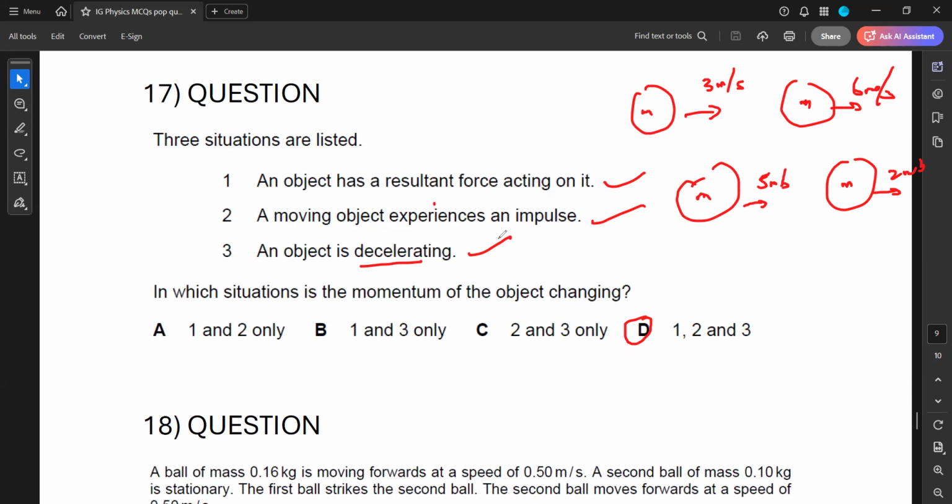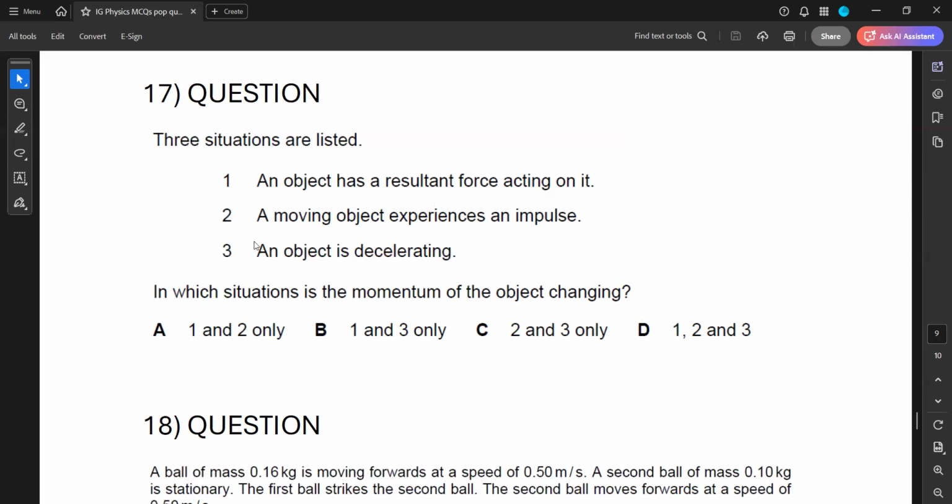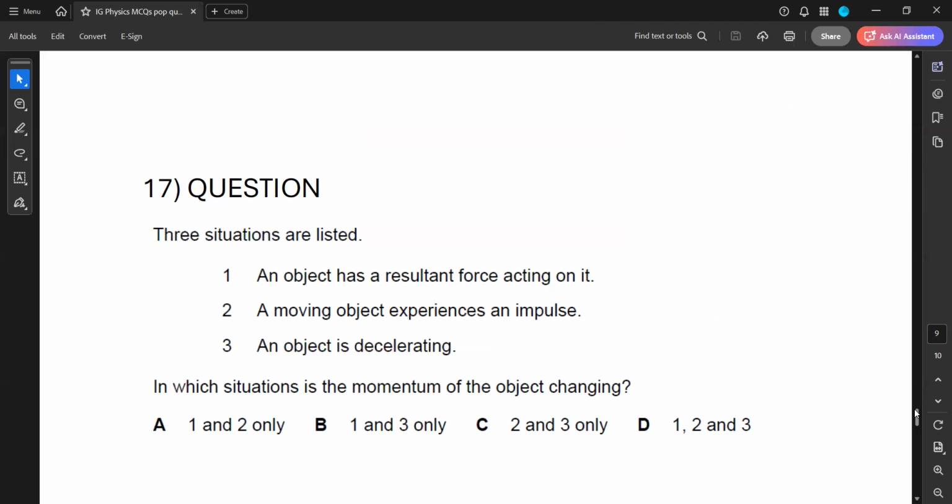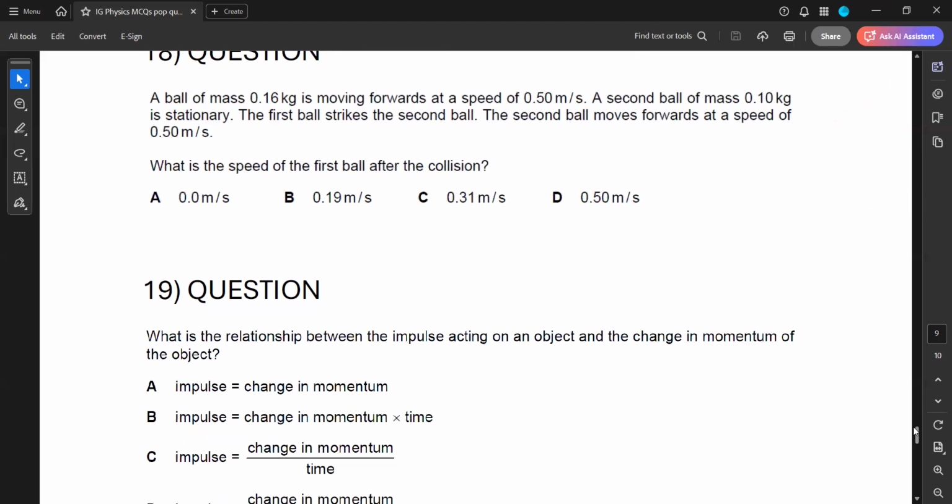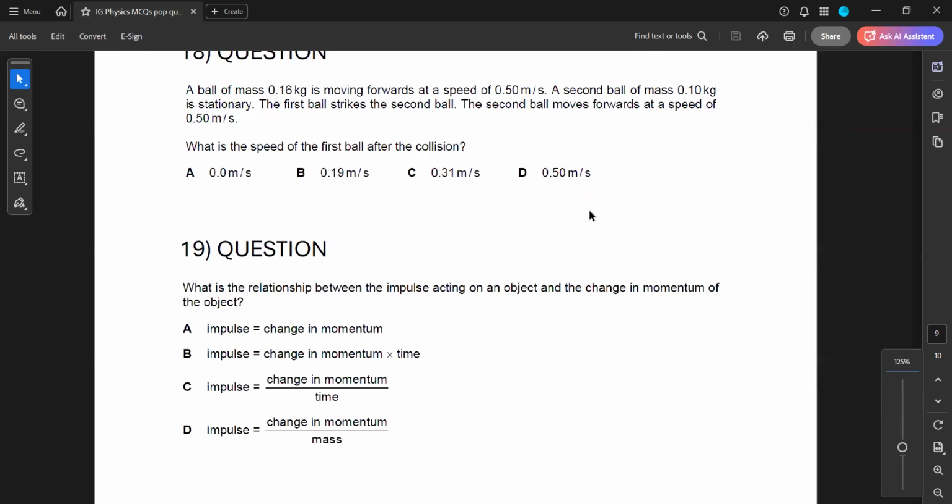Is it clear? Yes, clear. Question 18, any doubt? Question 18.